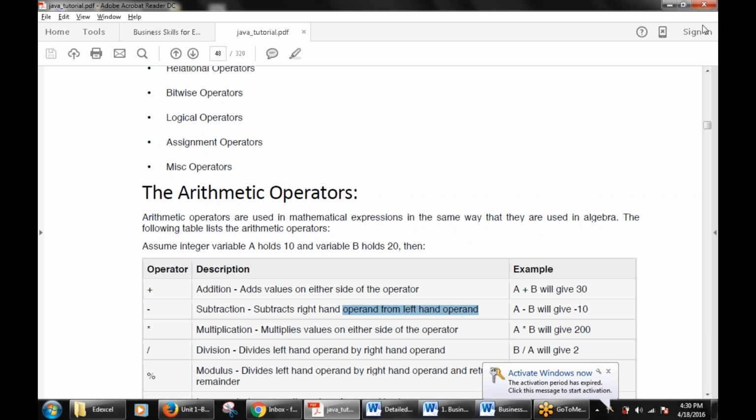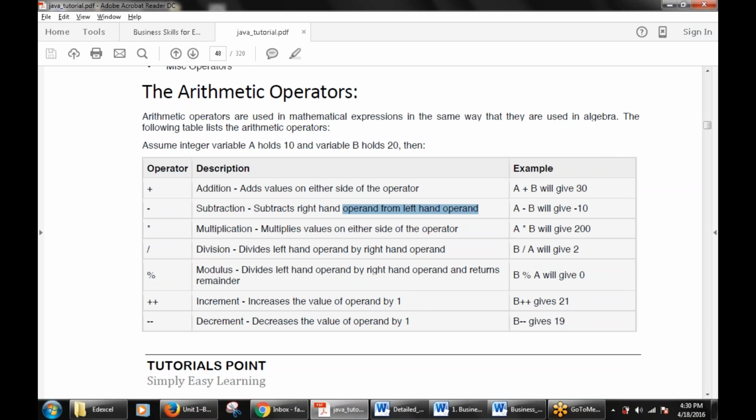Then there is the division operator that divides the left-hand side operand by the right-hand side operand. For example, if I write a divided by b, a is divided by b, because a is the left-hand side operand and b is the right-hand side operand. Then there is modulus, that divides the left-hand operand by the right-hand operand and returns the remainder. Then increment, b plus plus, then decrement, b minus minus.